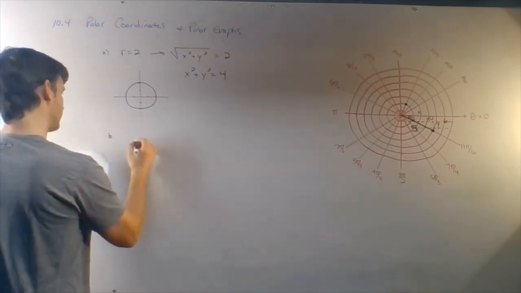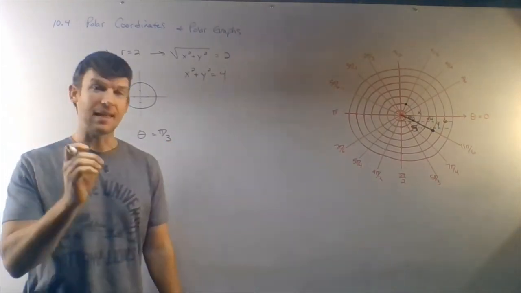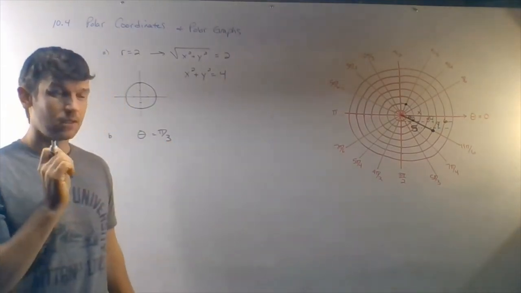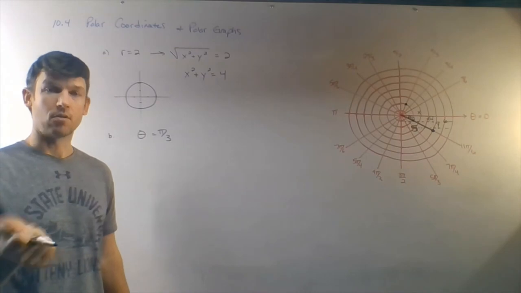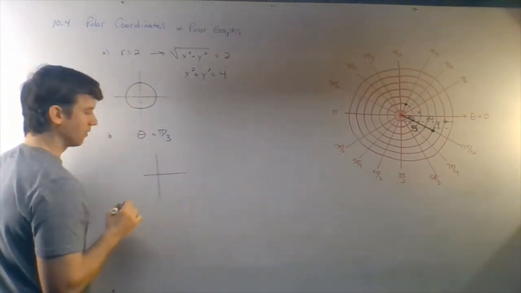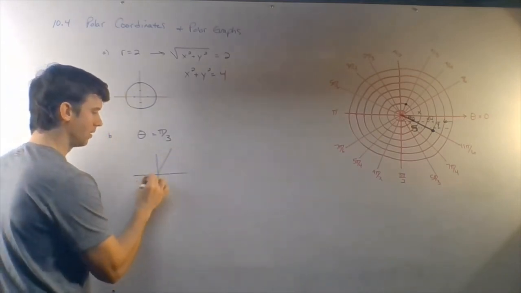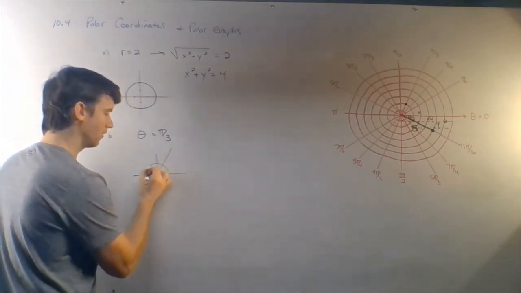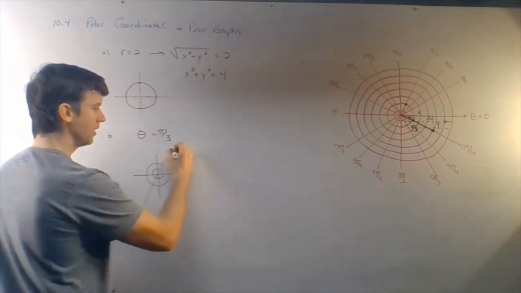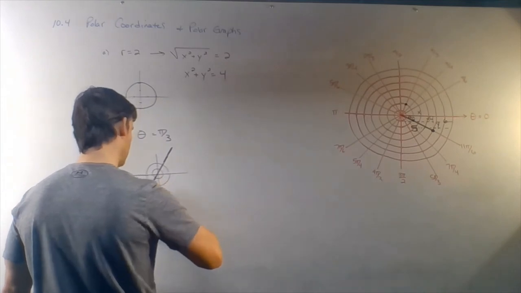Letter B, theta equals pi over 3. So now it tells me that theta is a specific number for every single r value. We don't have a specific r value. So if we graphed it, it's pi over 3, that spot on my polar coordinates, right? And it's all the r values, even the negative r values.